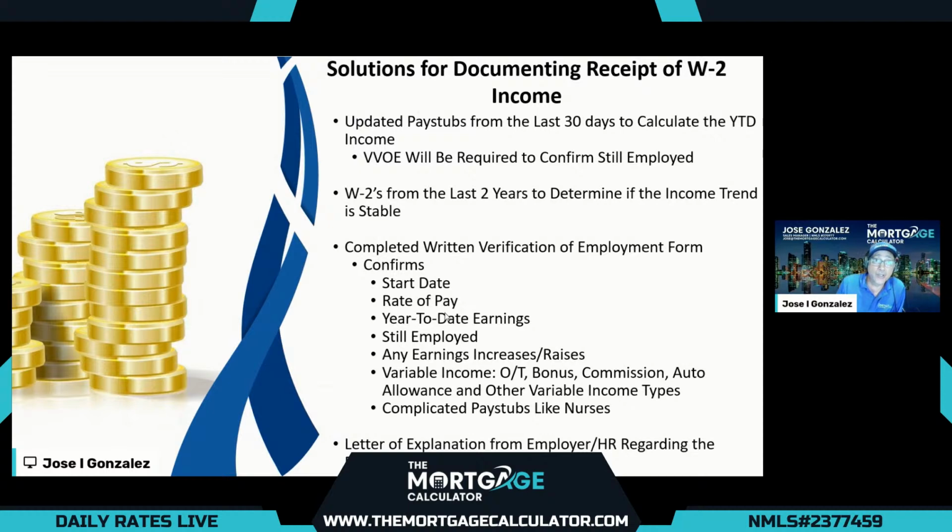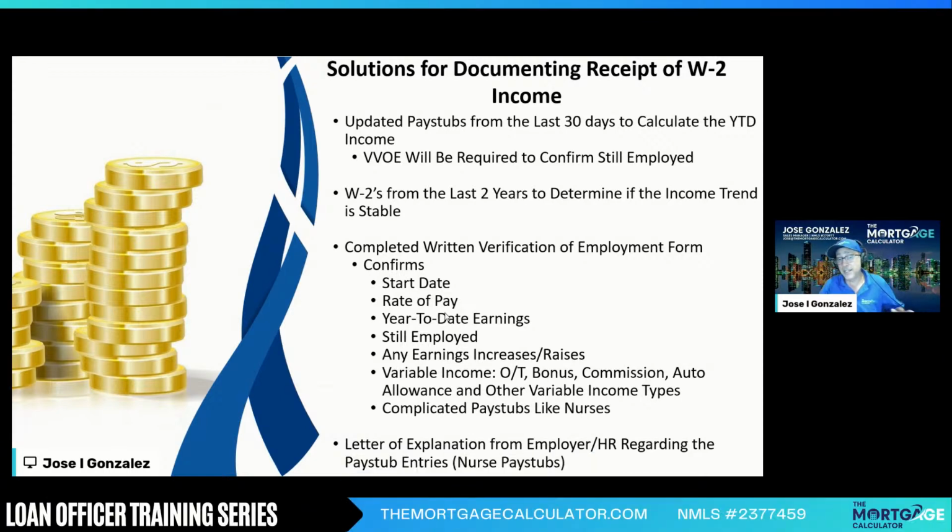Another solution and component of documenting the receipt of the income is W-2s from the last 2 years, but not to average them out and add to the income, but to determine if the income trend is stable. Remember, I mentioned declining income trend. How are you going to know if it's declining if you don't look at the prior year or the prior 2 years?